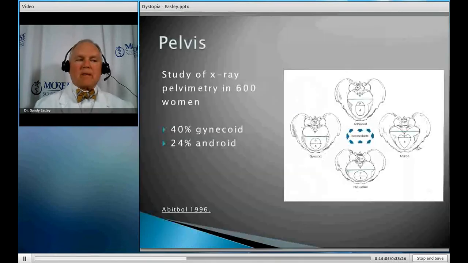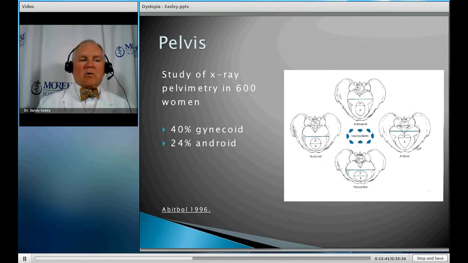In fact, a study of the X-ray pelvimetry images of over 600 women by Abbott Ball in 1996 out of New York determined that the relative percentages of pelvic shapes in the population consisted of only 40% gynecoid. More than half of women do not have a classic gynecoid female pelvis. In fact, almost 25% have a male or android pelvis. The outlet of the android pelvis is narrow. Also consider the relatively ovoid shape of the platypelloid pelvis and how it affects the anterior-posterior dimension of the passageway for fetal shoulders.